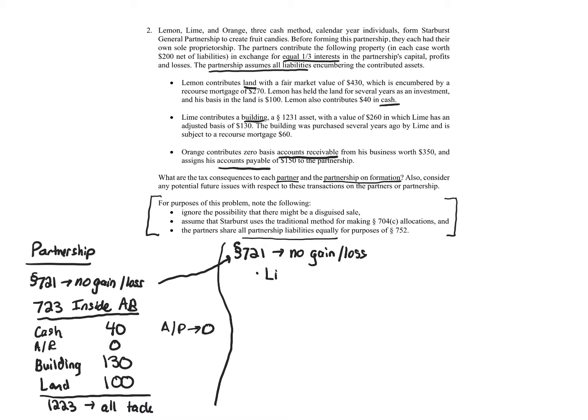But if there's liabilities, we also have to consider Section 752. Now, with respect to the partners, we also have to worry about Section 722 and carry over the basis, just like we did in problem 1. Right? We carry over the adjusted basis for each partner.